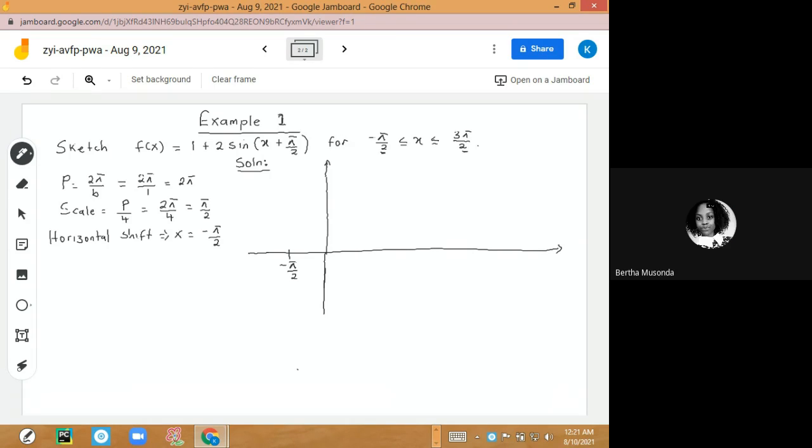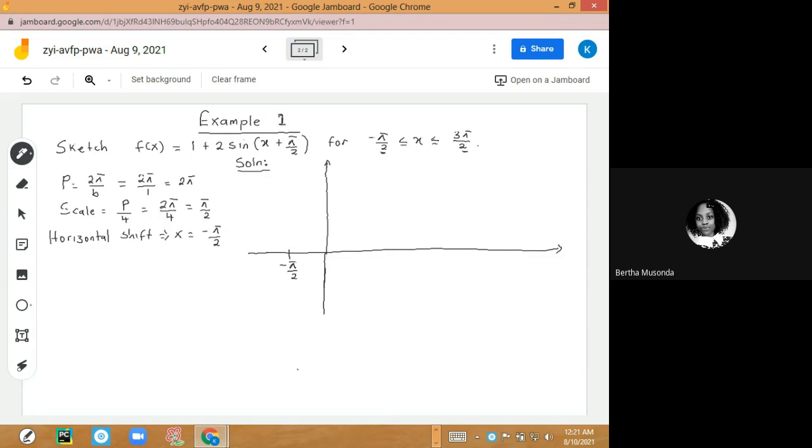Yes. There on the period, I'm saying on the period we have 2 pi, and on the range it's 3 pi over 2. How do you go about it? No, the period was just helping us in this case to get the scale. So we are done with the period. It has given us a scale. We can now go to the interval.